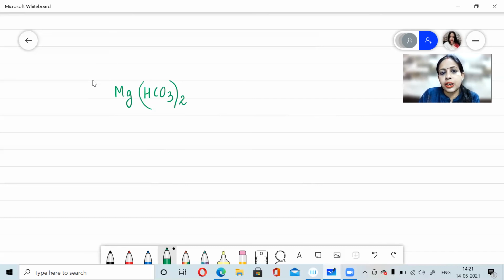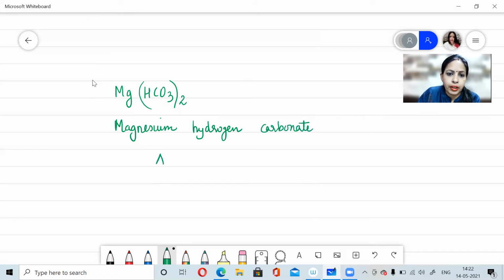It happens in the chemical naming of compounds also: first we write the name of the cation, and then the name of the anion. So this will become magnesium hydrogen carbonate. This will be the name. If I take another example, AlN, then again aluminium is written first, Al, so it will be aluminium nitride. This is the correct way of writing aluminium nitride.